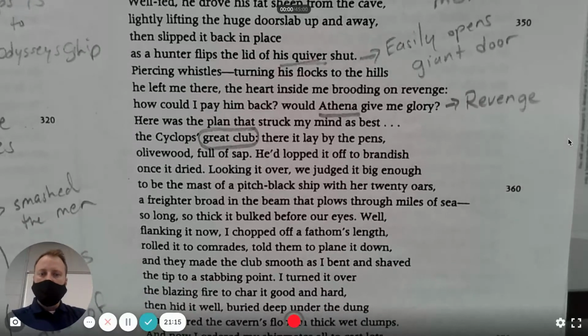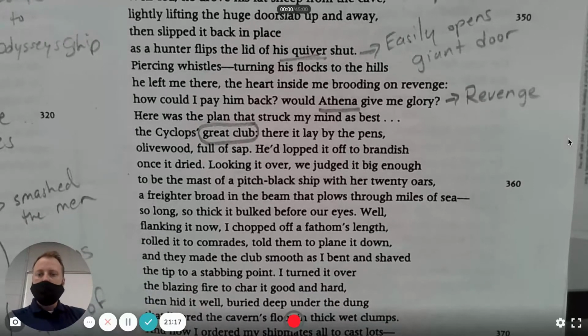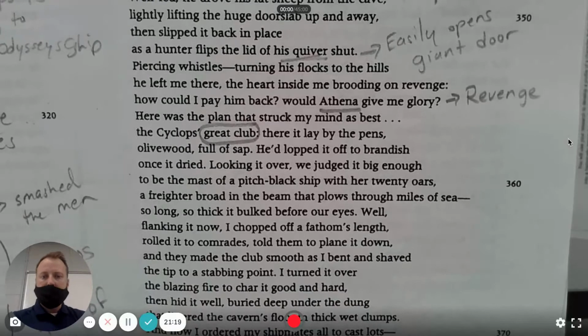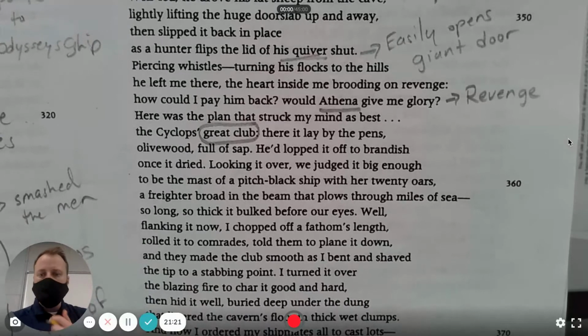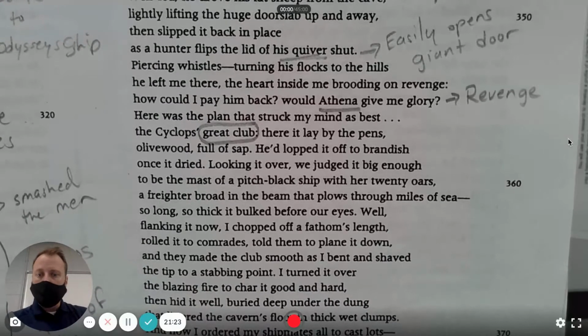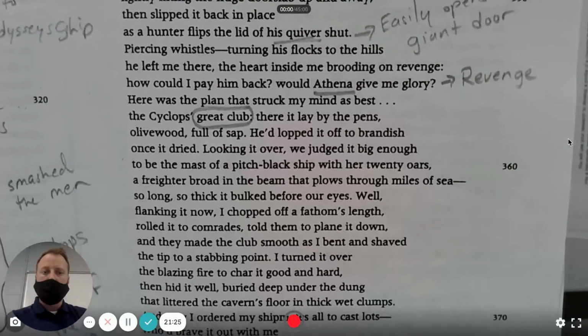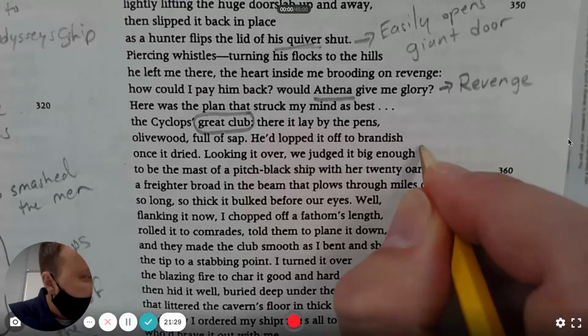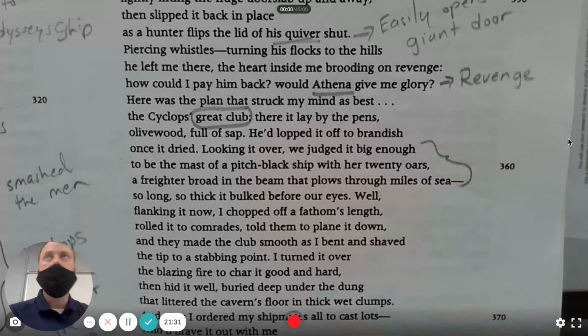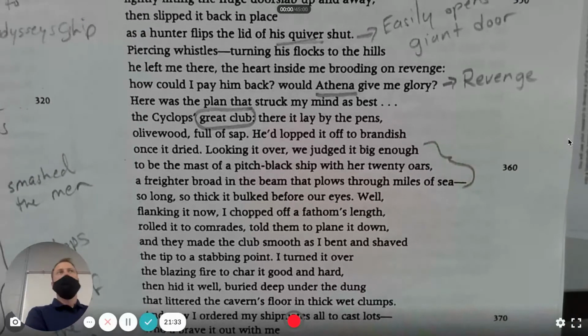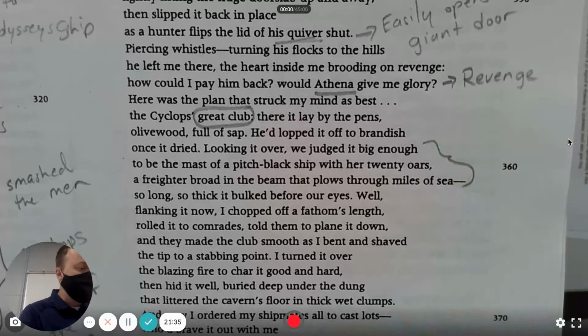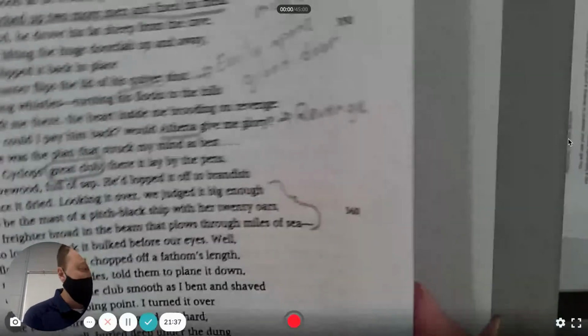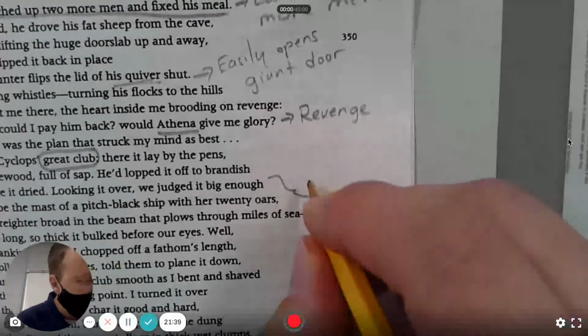Looking it over, we judged it big enough to be the mast of a pitch-black ship with her 20 oars, a freighter broad in the beam that plows through miles of sea so long. So this is big enough to be part of what? What is it part of? Yeah, William. A ship. It's big enough to be a part of a giant ship. The mast of a ship.